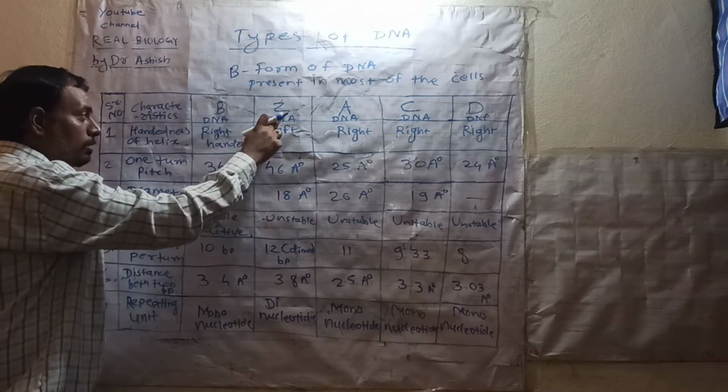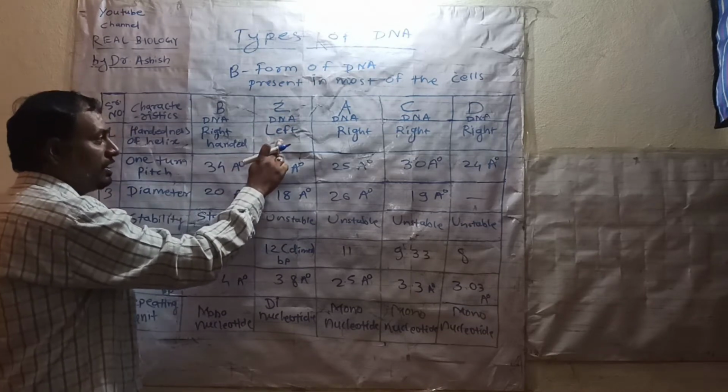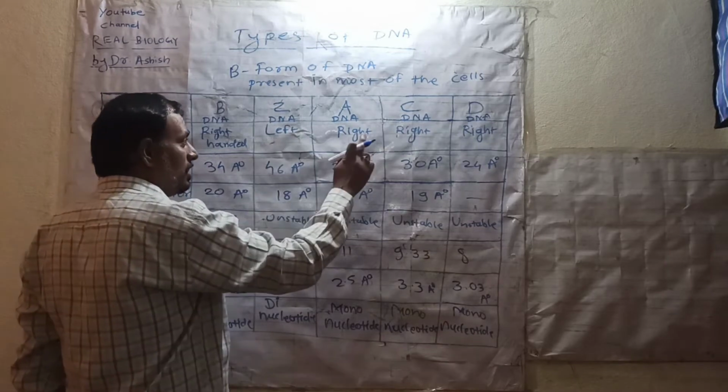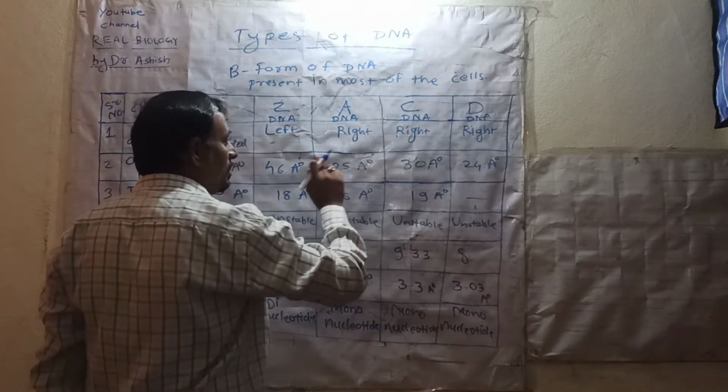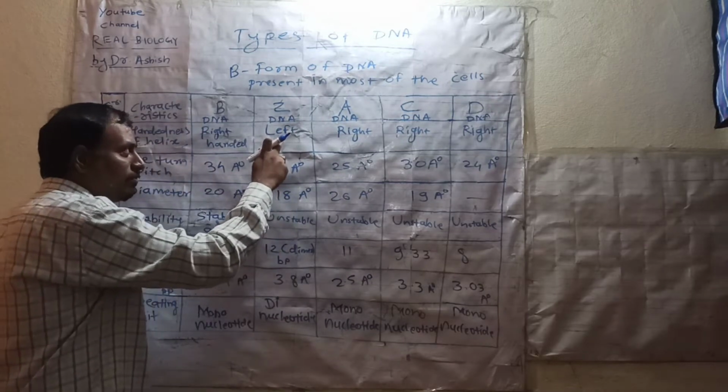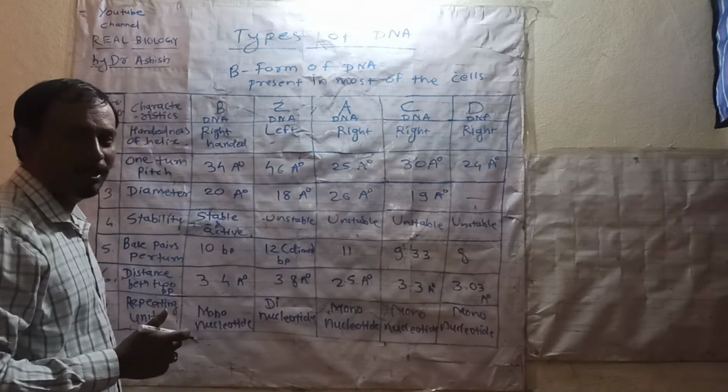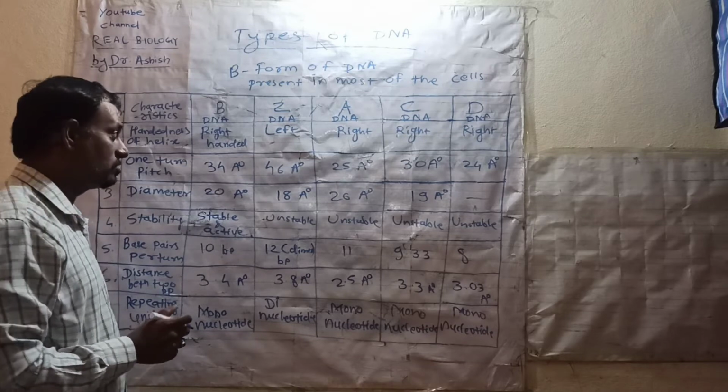What about Z DNA? It is left handed, and all other DNAs, A DNA, C DNA and D DNA, are right handed. Only the Z form of DNA is a left handed helix structure.